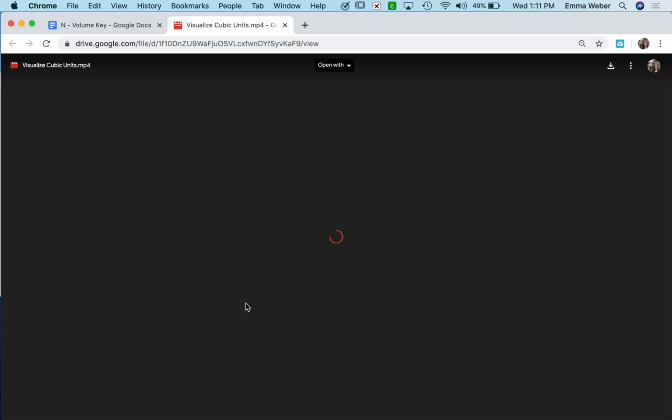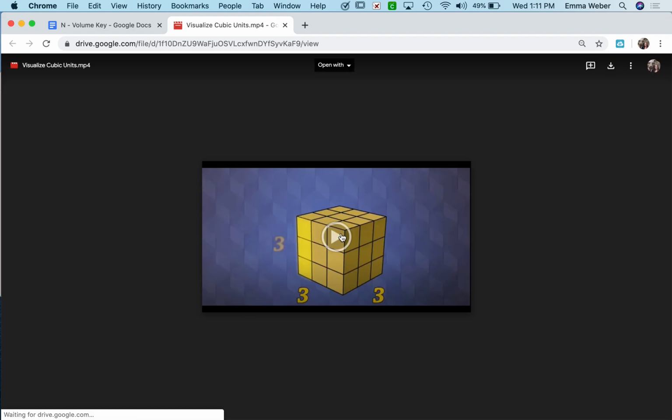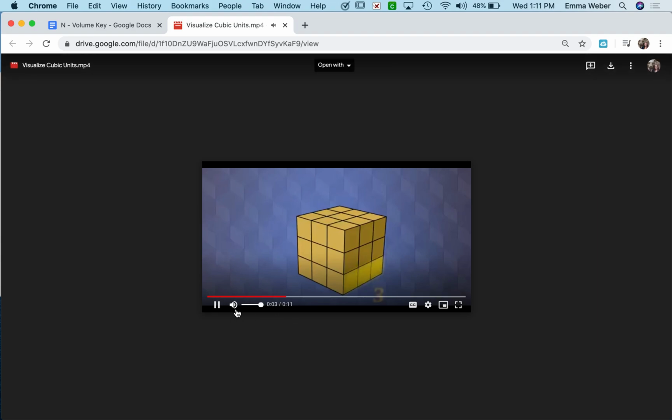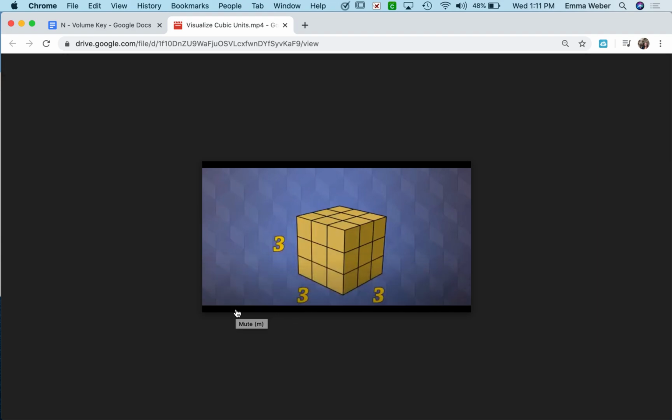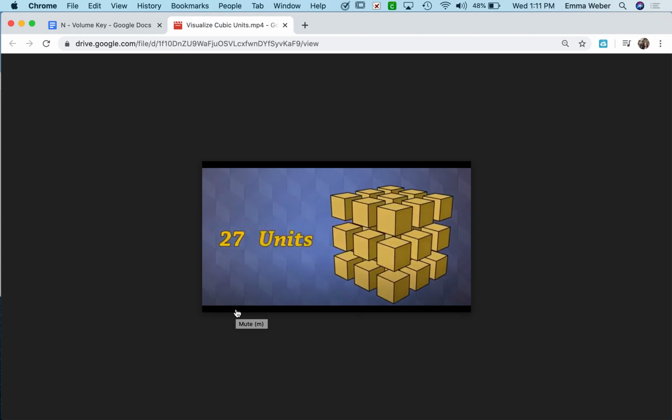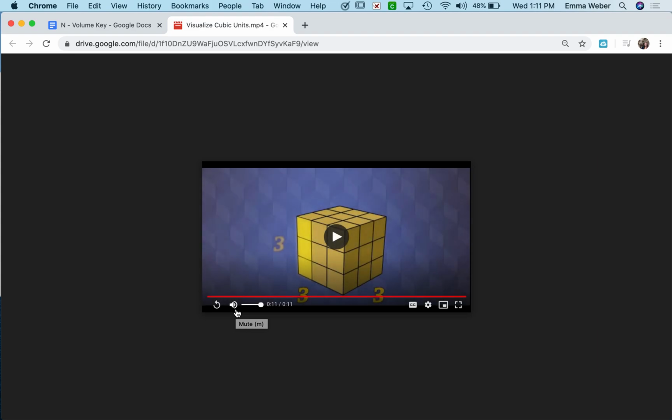And so this is what I was talking about when I said it reminds me of a Rubik's Cube. So this looks like a 3 by 3 cube that we would see as a Rubik's Cube. If you've seen a Rubik's Cube, it has the sides all different colors, but they're going to break this apart for us. And you can see how it's a 3 by 3 by 3. And so 3 times 3 times 3 is 27. So this would become 27 cubic units.